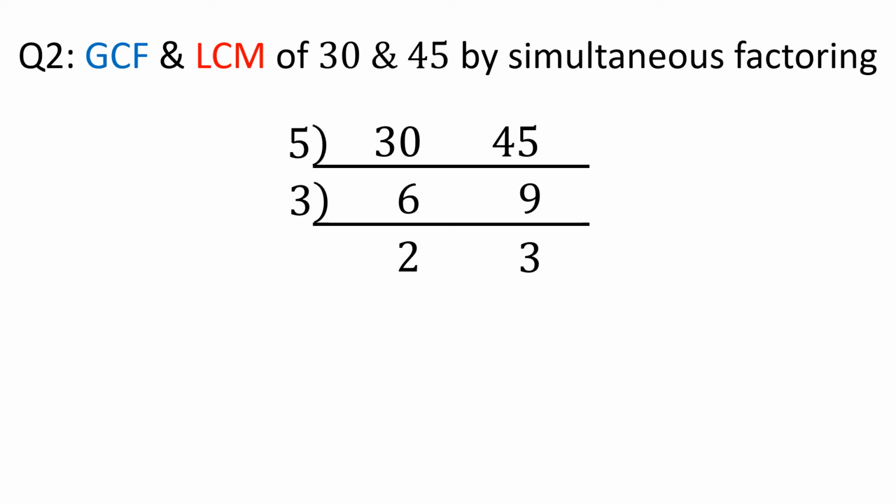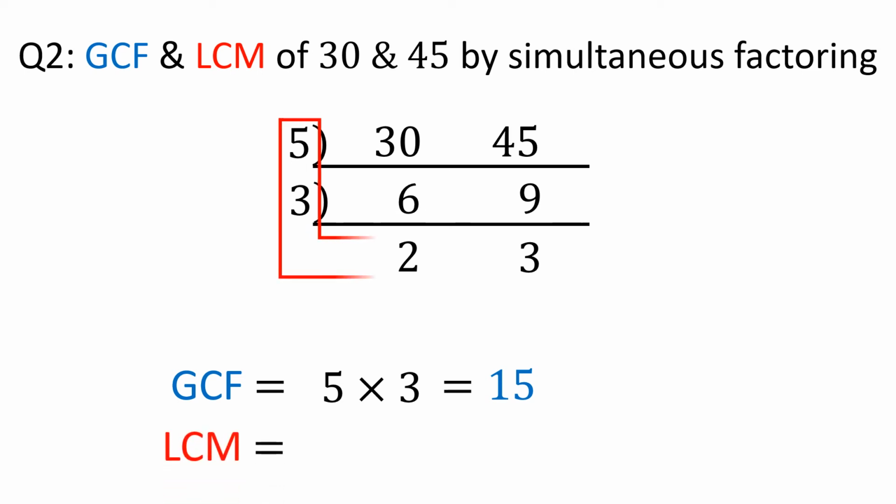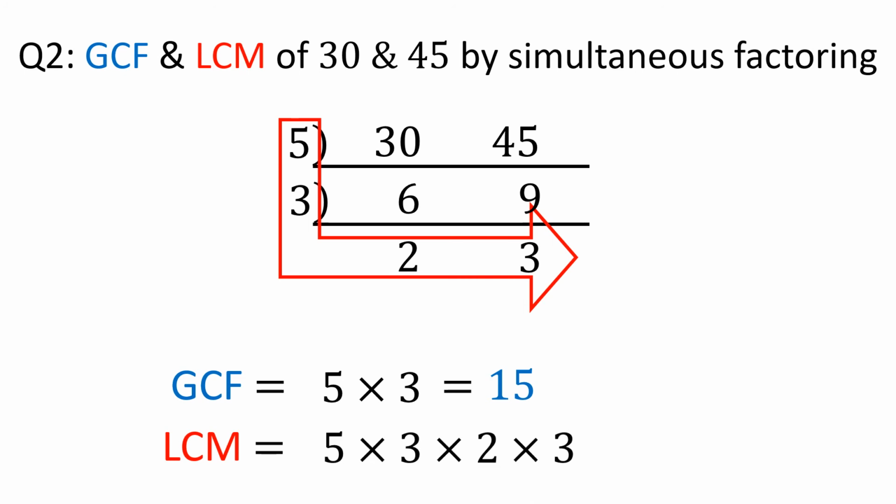Since there is no common factor for both numbers, we stop factoring. In order to find the GCF, we just need to multiply the prime numbers in the column, which is 5 times 3. So GCF is 15. To find the LCM, we need to multiply the numbers in the shape of an L, which is 5 times 3 times 2 times 3. So LCM is 90.